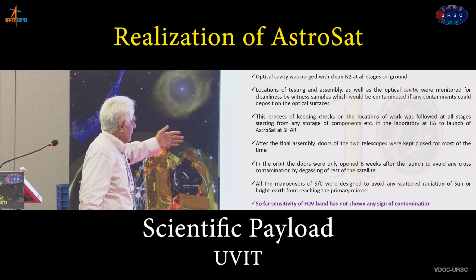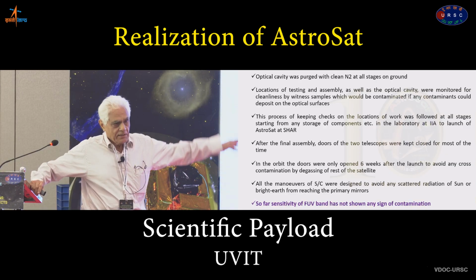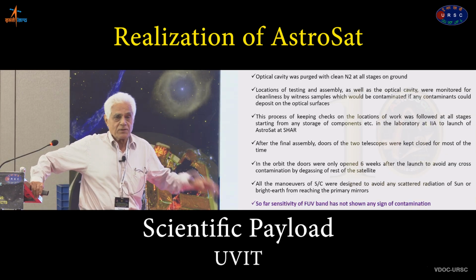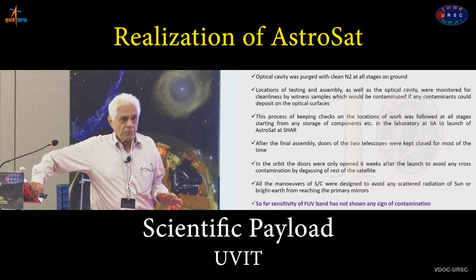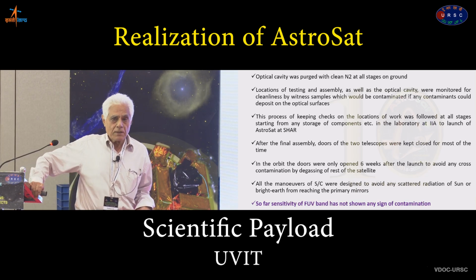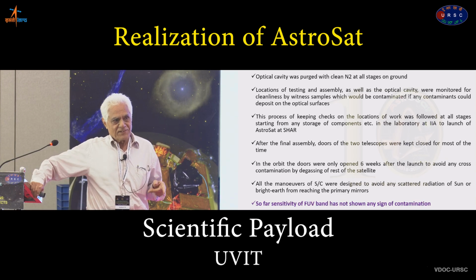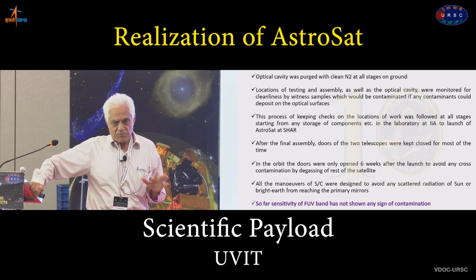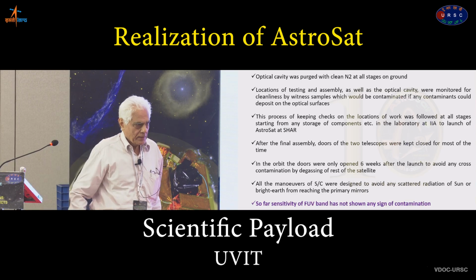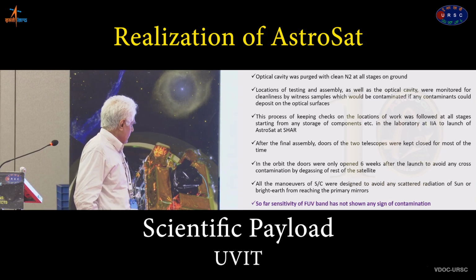All that, and then the doors were kept closed, because after launch there were doors. I didn't explain the picture initially, and I'm sorry I forgot that. The doors on the telescope were not opened till 6 weeks after the orbit was obtained, because other instruments in the satellite evolve things that can contaminate. So you kept it closed for 6 weeks, then opened it, and fortunately that was enough to keep things clean.